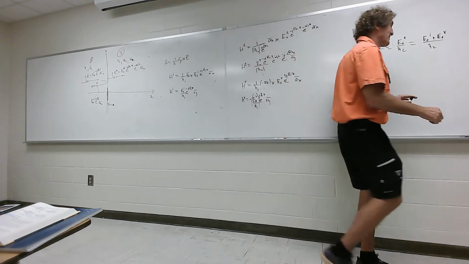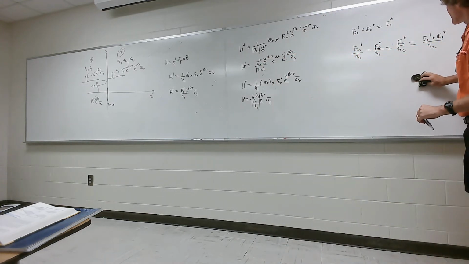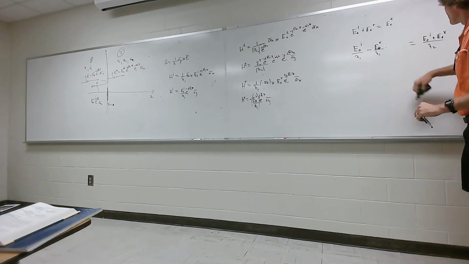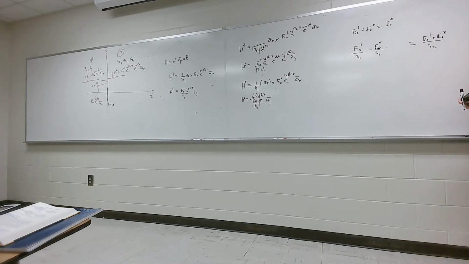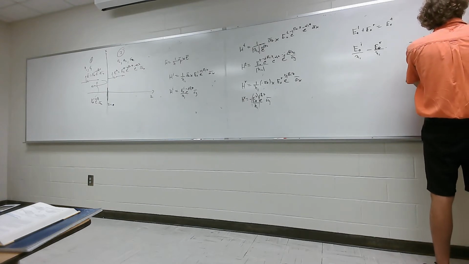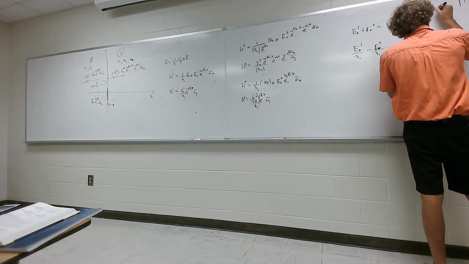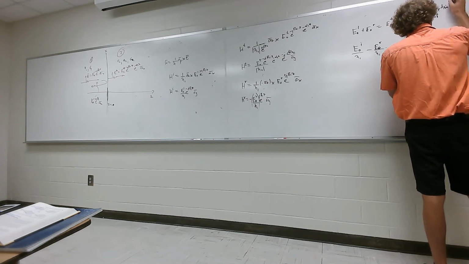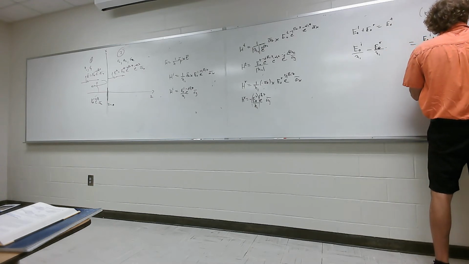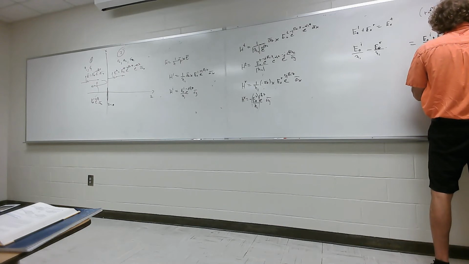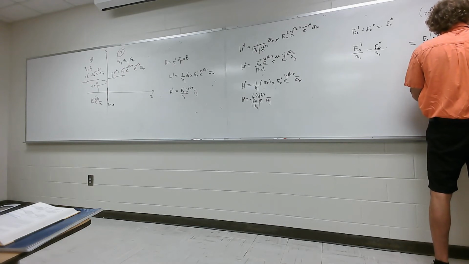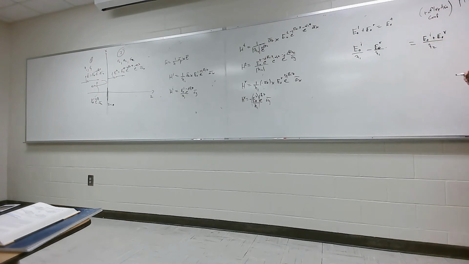What I'm going to do next, just to make my life even easier, when I look at this right here, I'm going to divide everything by E naught incident. And I'm going to define a reflection coefficient. This is called the reflection coefficient, as the ratio of E naught reflected to E naught incident. So now I divide everything by E naught incident.